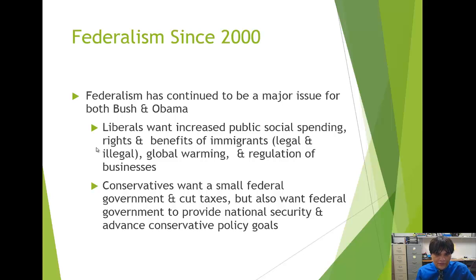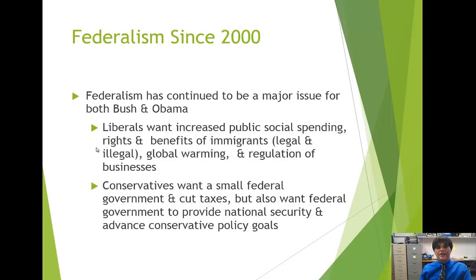So you have liberals on one side. They often want increased public social spending. They want the federal government to spend more money on social welfare programs and entitlements and things like that. But they also want the federal government to promote certain rights and benefits of immigrants, legal and illegal, I should say. The liberals also support federal government supporting global warming and regulation of businesses, like we talked about in the week 1 lecture. Liberals tend to side in favor of regulation of businesses.